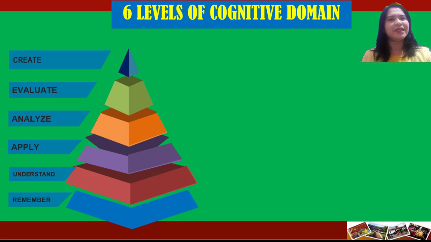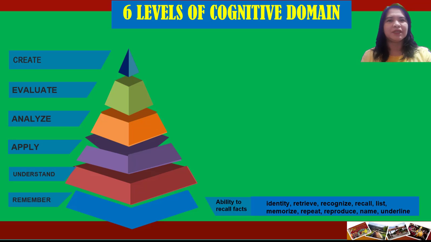This time, let's examine the 6 levels of Bloom's taxonomy. We have the lowest level, remembering. This focuses on the learner's ability to recall information. The sample behavioral verbs for this level are identify, retrieve, recognize, recall, list, memorize, repeat, reproduce, name, underline, and many others.